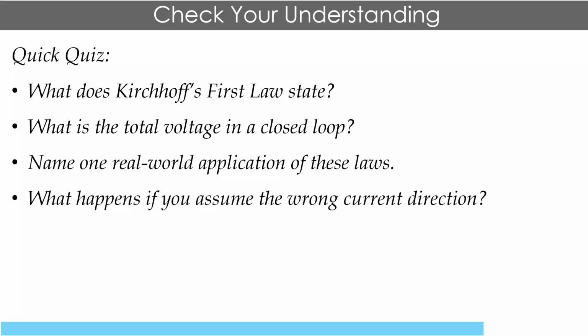Now the third question says, name one real application of these laws. In our summary, we talked about application in making smartphones, in the national grid, and in analyzing complex circuits. So what happens if you assume a wrong current direction? We said our answer will come out negative, but the magnitude will still be the same.